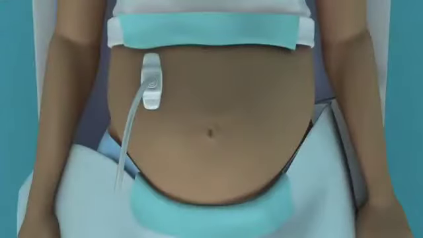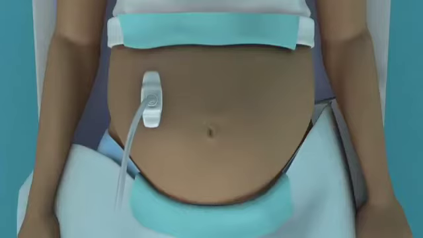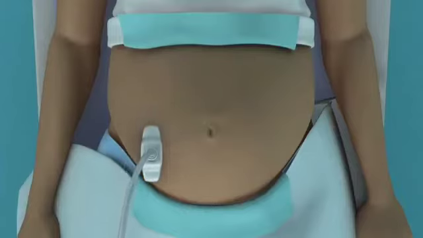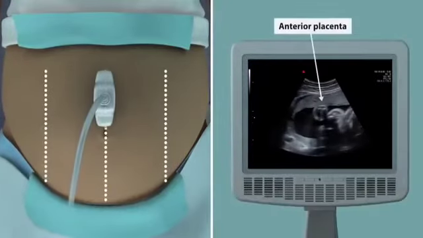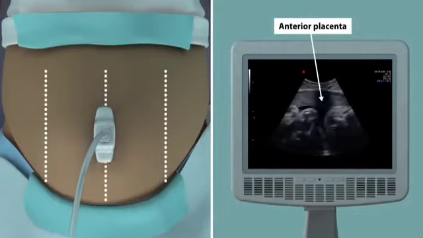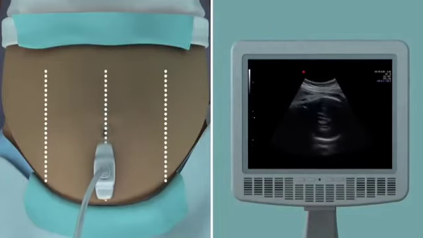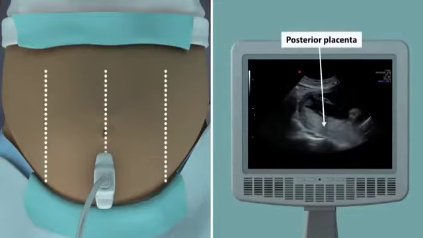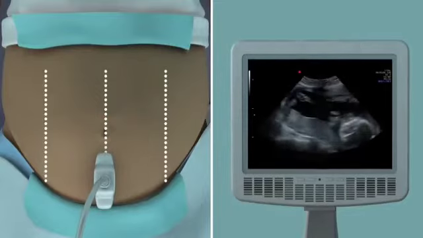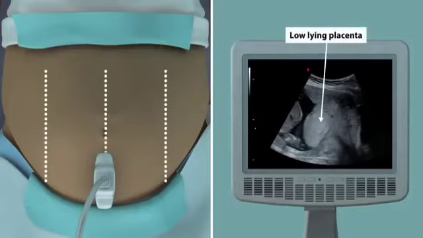Maintaining a longitudinal orientation, starting at the right fundus, slide the probe down towards the symphysis, keeping it perpendicular to the floor. Slide along the 3 tracks indicated to identify the location of the placenta. Here you can see first anterior, then posterior, and here a low-lying placenta.